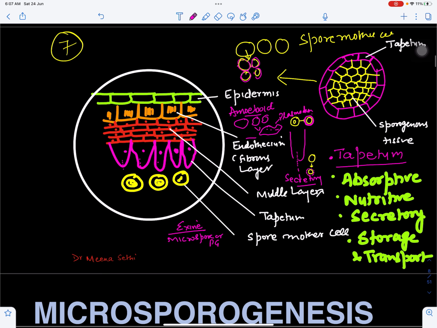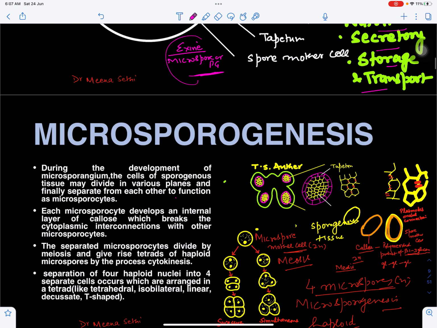So we have discussed in detail that this tapetum provides nourishment to the sporogenous tissue. The tapetum is absorptive, nutritive, secretory, and also helps in storage and transport, right? It can be glandular, or it can be amoeboid in nature. This tapetum also helps in formation of the outer wall of the pollen grains or microspores, that is exine. We'll discuss in detail what exine is.